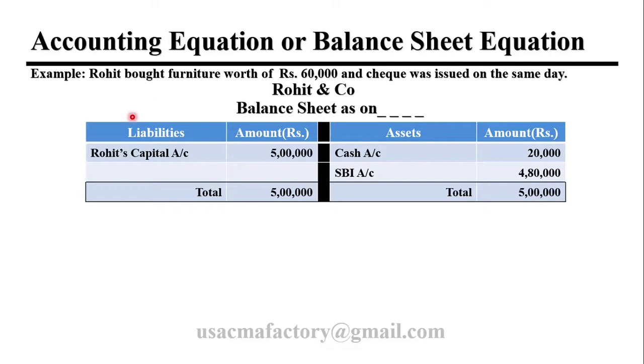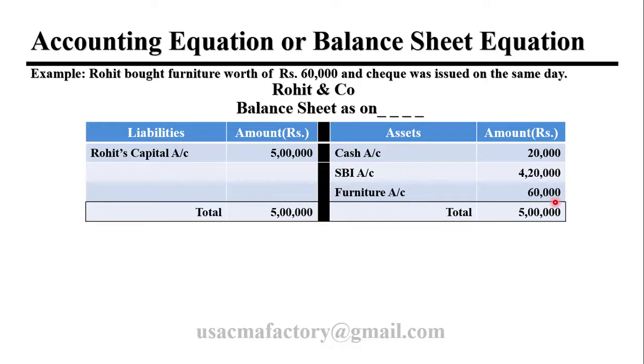Next transaction. Rohit bought furniture worth rupees 60,000 and a cheque was issued on the same day. Cheque means this is influencing the bank balance. So the SBI account will be reduced by 60,000 and a new asset, furniture, will come here. So furniture account 60,000 and State Bank of India balance now 4 lakhs 20,000. Total amount of assets is 5 lakhs.